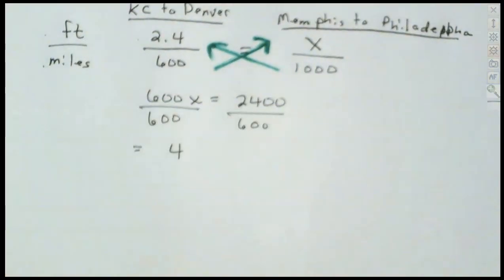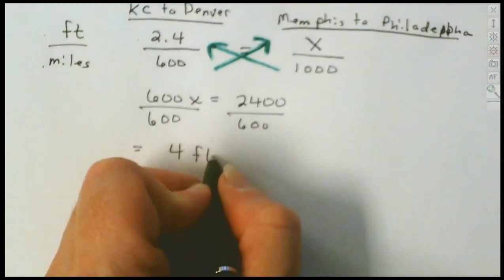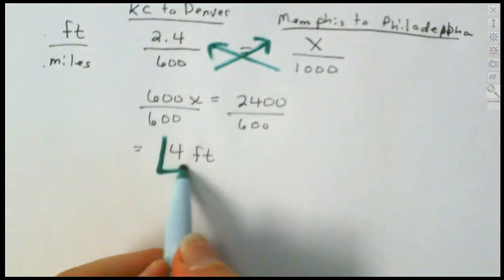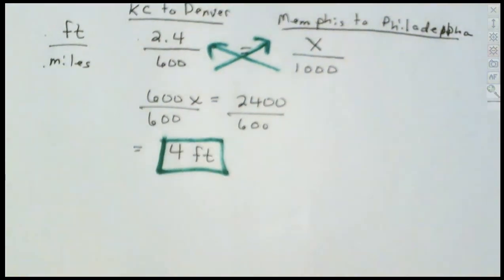So what does that tell me? That tells me on that map, that distance from Memphis to Philadelphia is going to be what? 4 feet. So on that map on the wall, it should be 4 feet. And we just set up the ratio and solved it out. So let's look at another one.